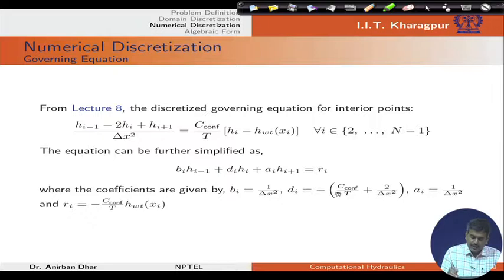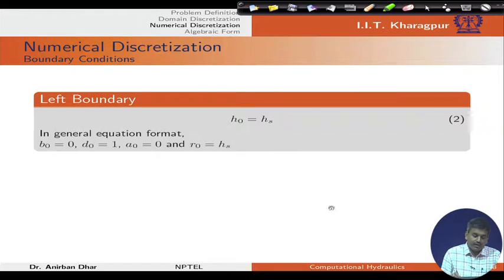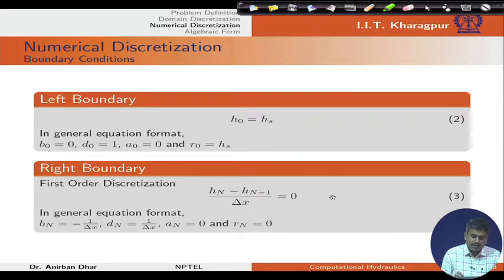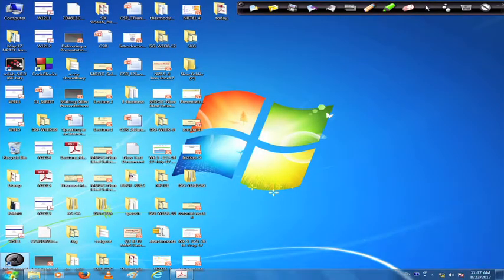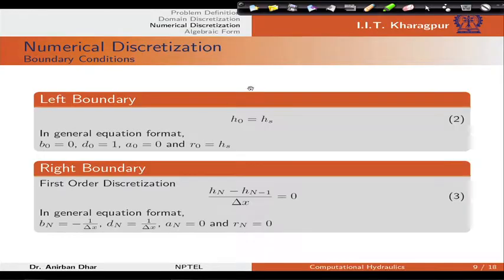and let us start the problem with first order discretization of our right boundary. This is the right boundary condition, because the left boundary is already specified, or Dirichlet boundary condition. So, if we consider our Scilab, we can open that.